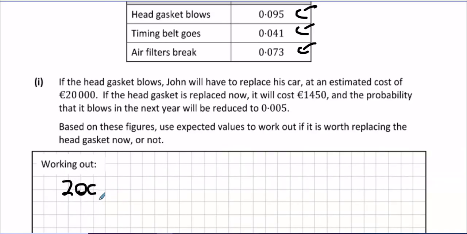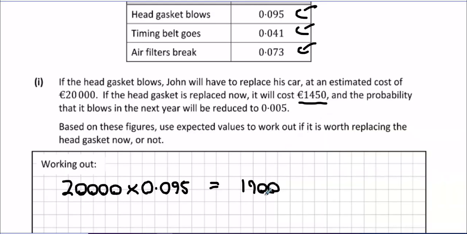€20,000 if your head gasket blows now. So what do we think? 20,000 multiplied by what? 0.095, is it? Okay. And what do we get for that? Okay, and that is 1,900. And we all agree that that's more expensive than buying the new head gasket, yeah?